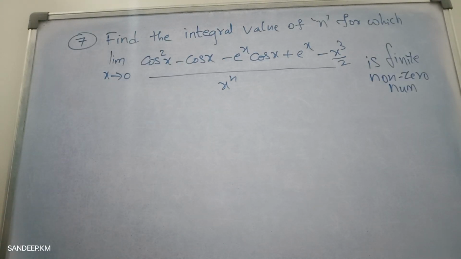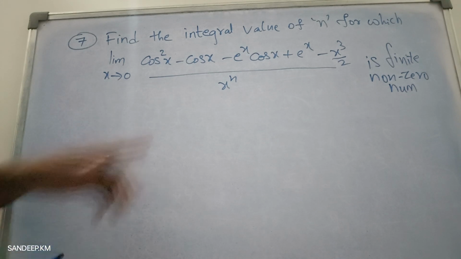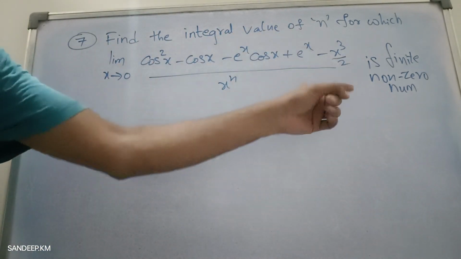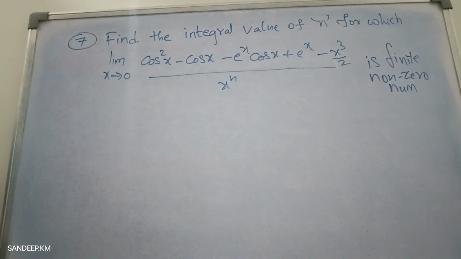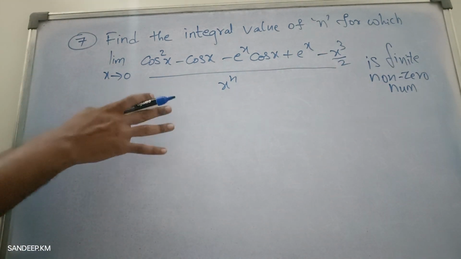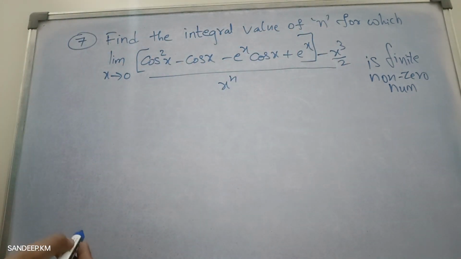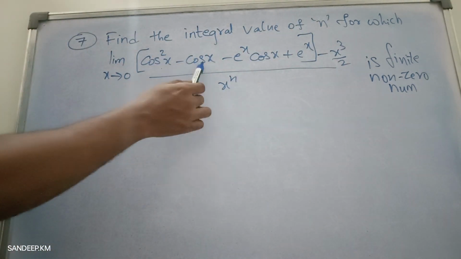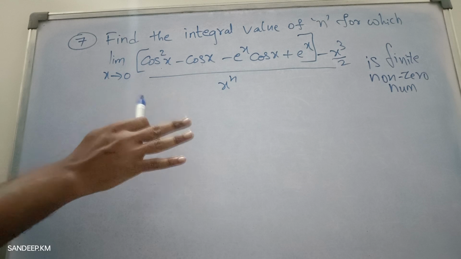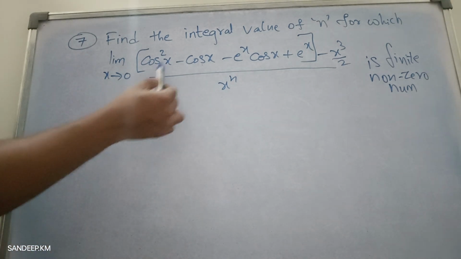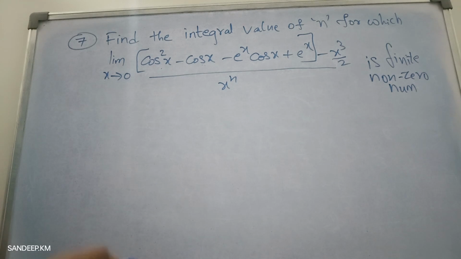So here is the last question in the video. They told us to find the integral value of n for which this limit is a finite non-zero number. Okay now, fine. So before starting the solution, let me simplify the first four terms using factorization. If you study the question carefully before directly jumping into the solution, first observe that the first four terms can be factorized. How can I factorize it?